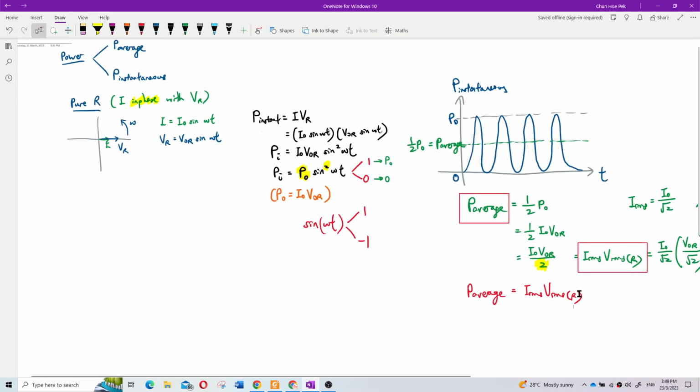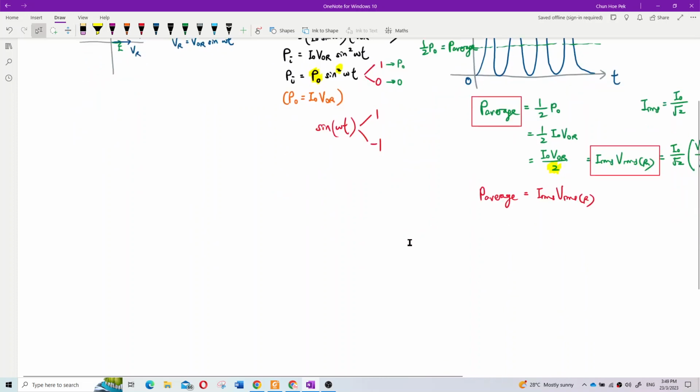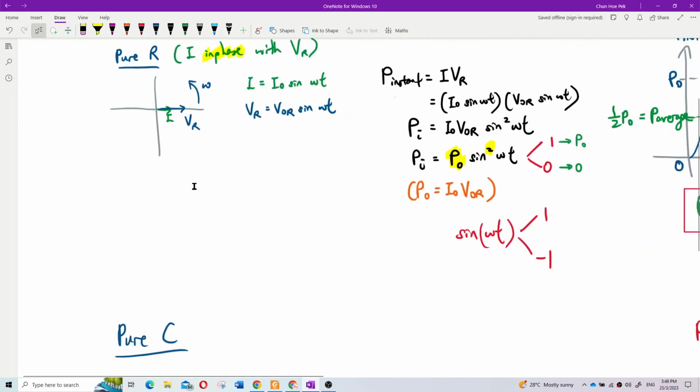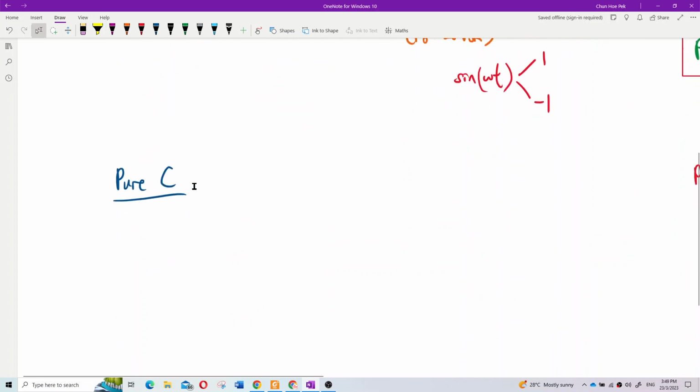So this one is power dissipated. Now I want to talk about pure capacitor. Okay, following is pure capacitor. Do you still have the patience with me? So for capacitor it is ICE. Okay, who's the boss? The current, right? So for this one, current leads voltage VC by 90 degrees.